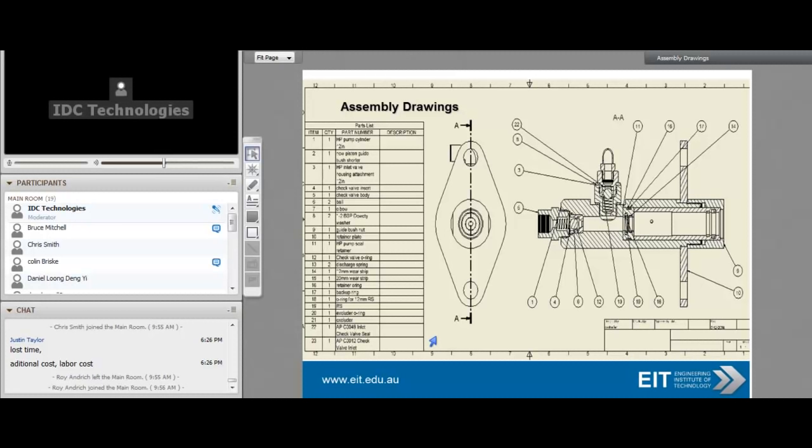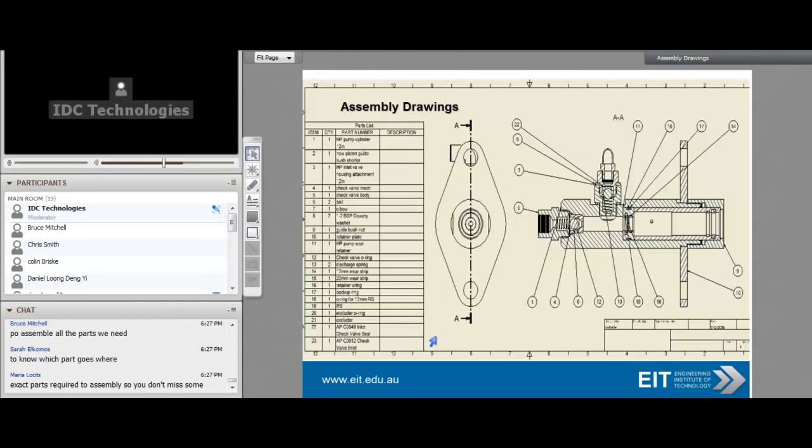What purpose does the parts list serve, should I say? Yes, Scott. It identifies the components. Because bear in mind, people, this is an assembly drawing, but each individual part has to be machined. So in this column here, it says description.